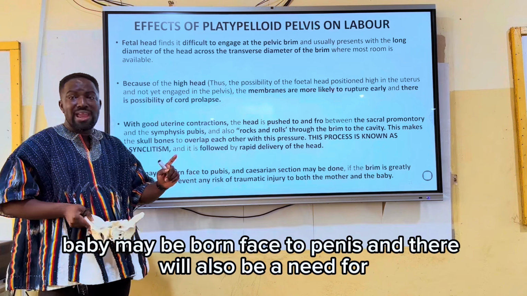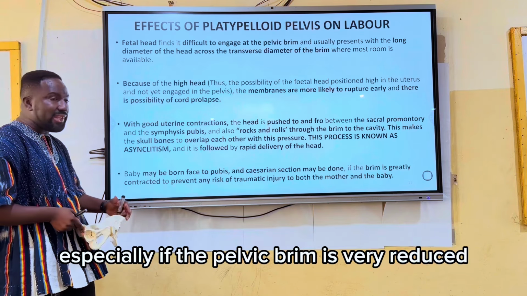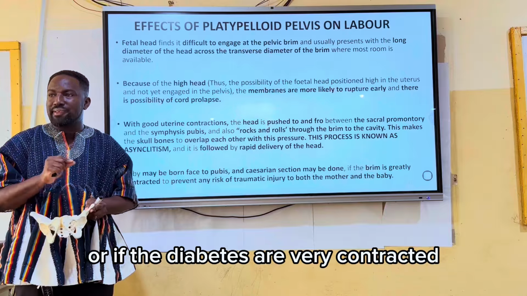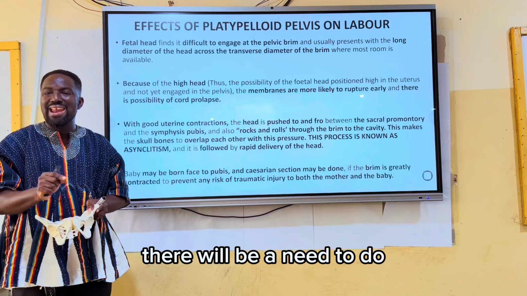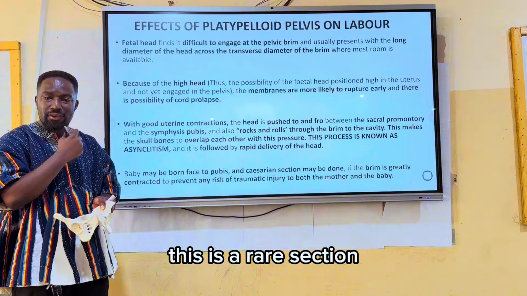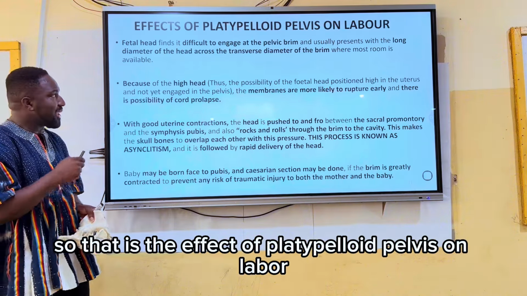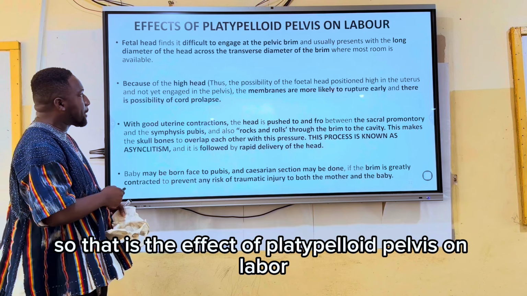And there will also be a need for cesarean section, especially if the pelvic brim is very reduced or if the diameters are very contracted. There will be a need to do cesarean section to avoid any injury to both the mother and the baby. So that is the effect of platypelloid pelvis on labor.